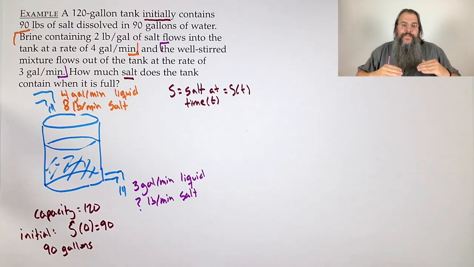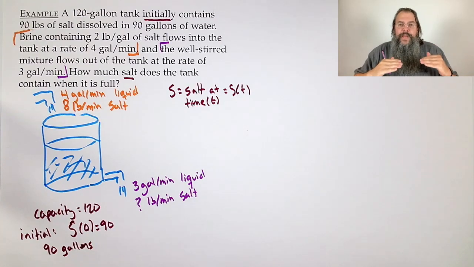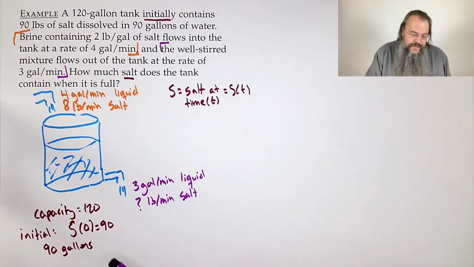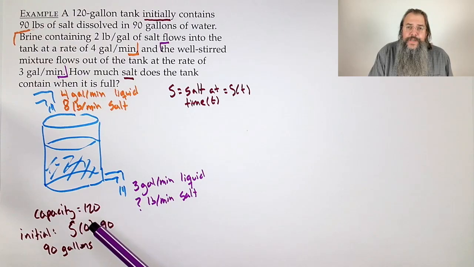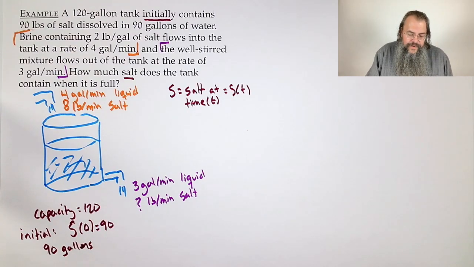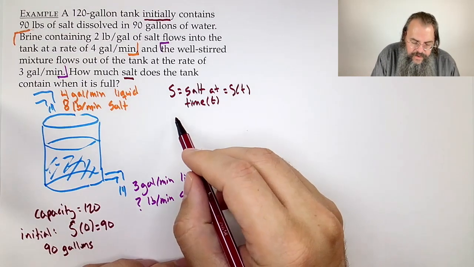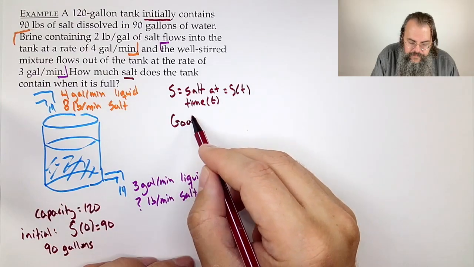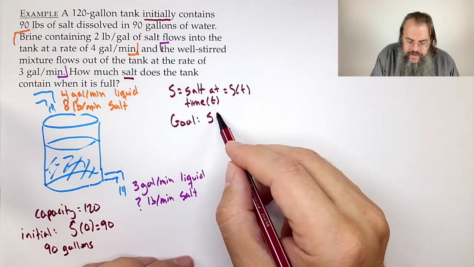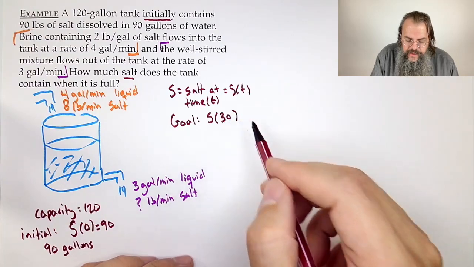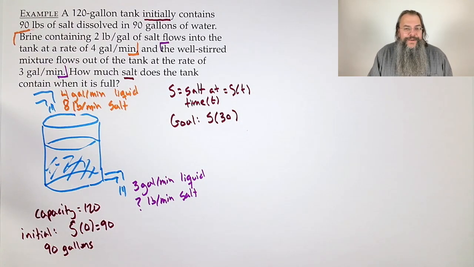How many gallons do I have left? What's the capacity that remains to be filled? It's 30: 120 subtract 90. So our goal, and we should be clear what our goal is, is to say what is the amount of salt at 30 minutes. That's what we're after.